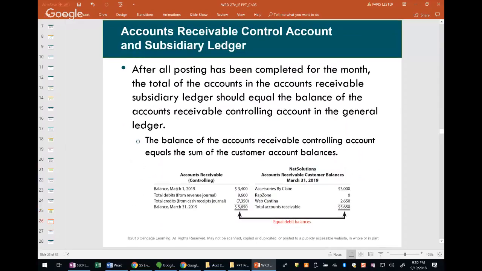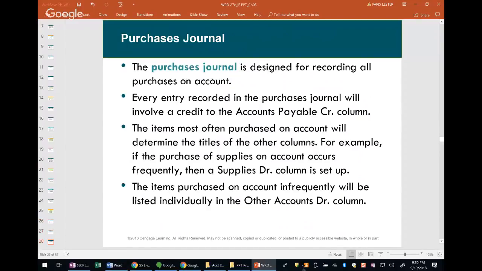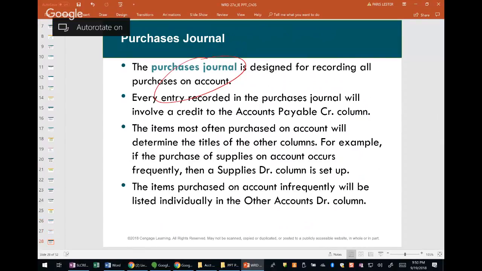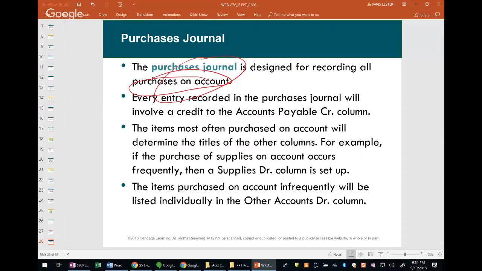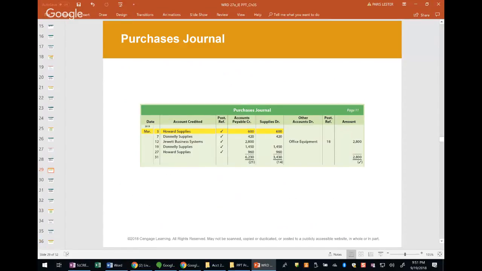They show you to post it again, but we're going to move on to purchase journal. Now here you record purchases on account, not cash purchases. You record purchases on account. Now, here we have accounts payable for supplies, but you're going to have a special column for anything you want. Now here we didn't have a column for office equipment, but we put it in other, okay?